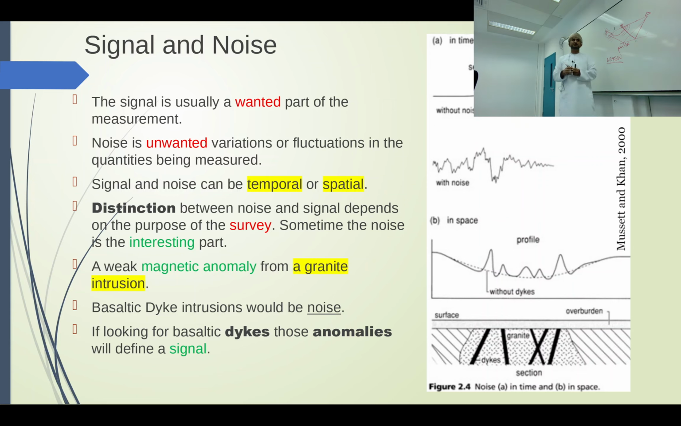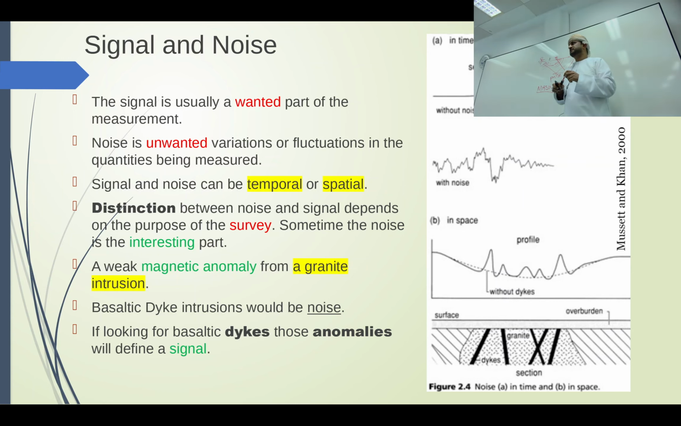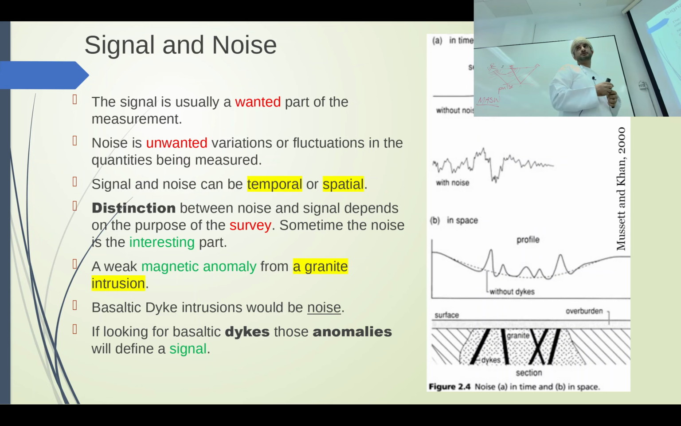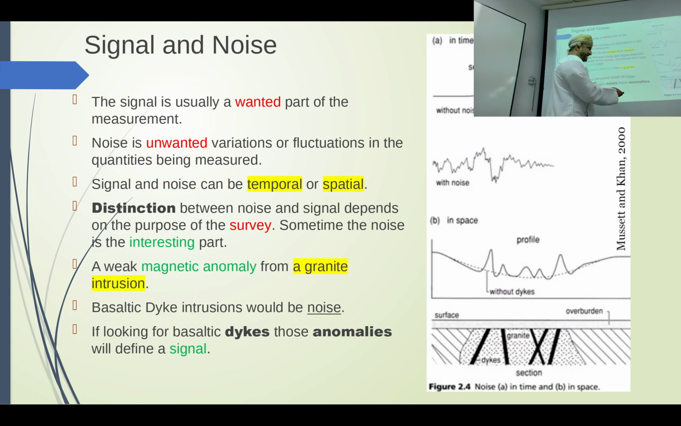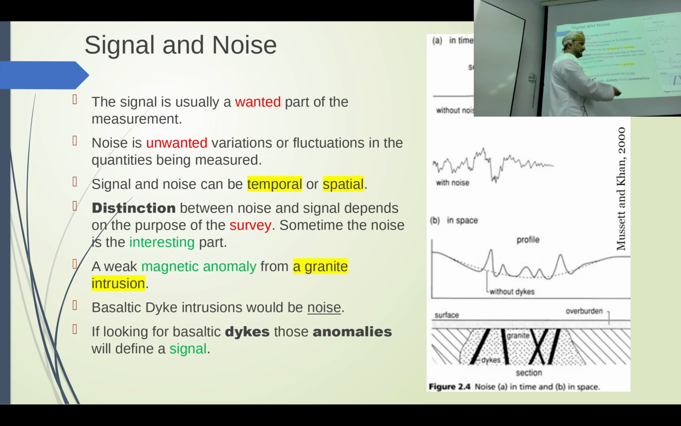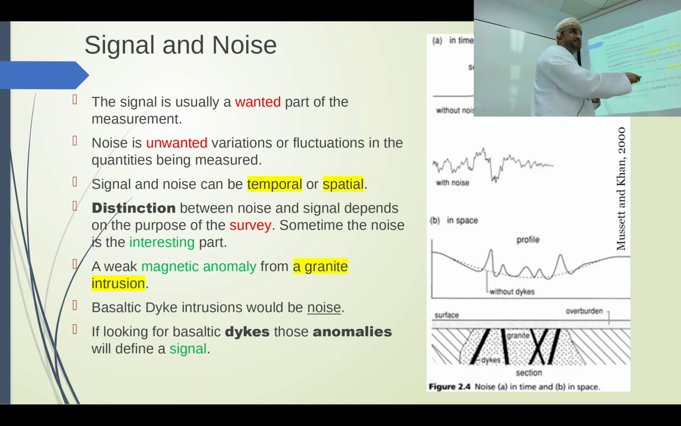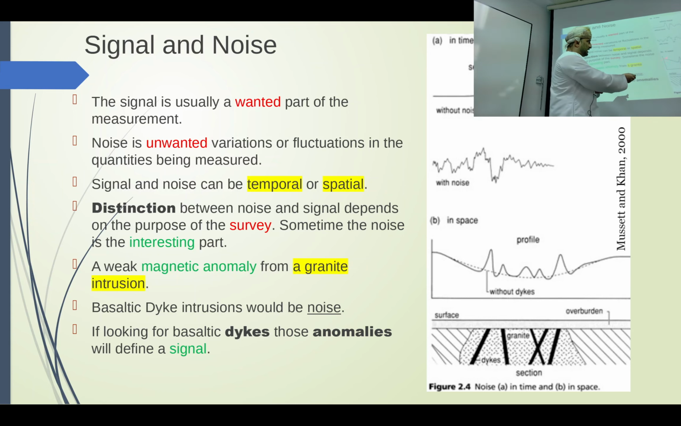So what is noise and what is signal is actually determined by your interest, your purpose, your objectives. For example, this is a subsurface model. If you are interested in this granite, that's a granite intrusion within the layered rocks. These are the layered rocks. In case I'm interested in the granite, the small dikes, this is a gravity survey, by the way. The granite has a lower density than the sedimentary rocks, for example. So it has this depression. Do you see the depression there?